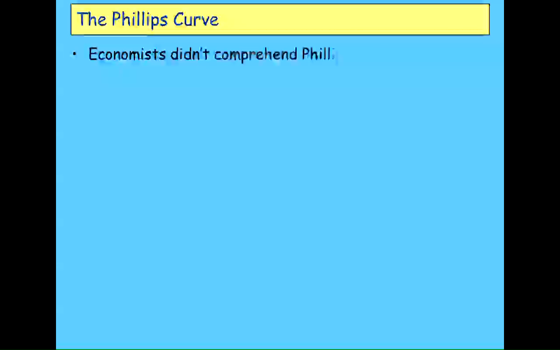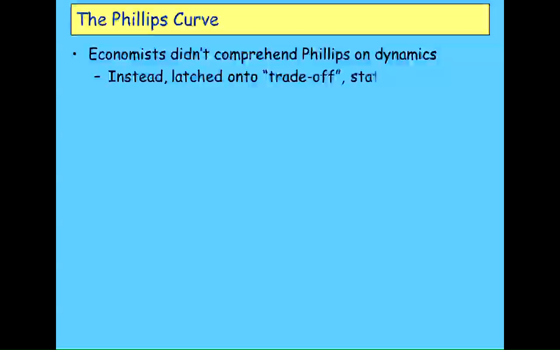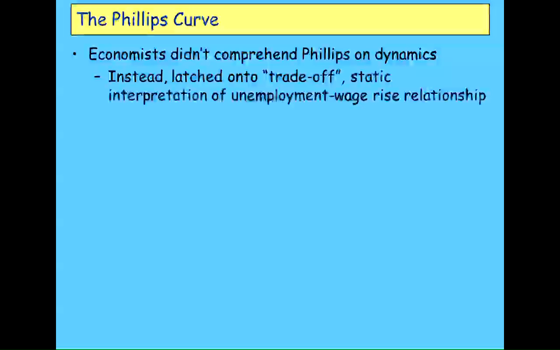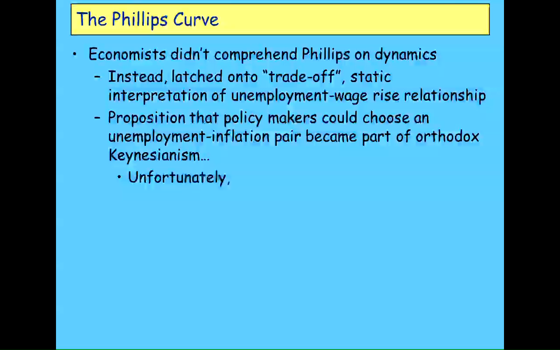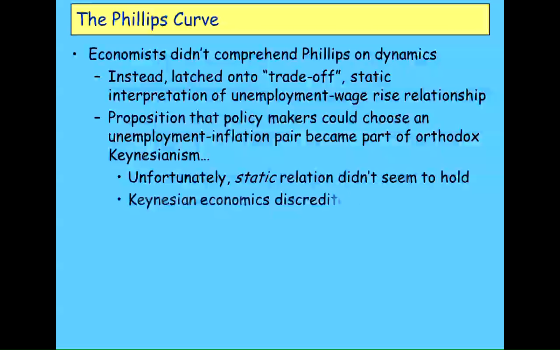Now, because they didn't comprehend his dynamics, they instead simply saw that curve as illustrating a trade-off between unemployment and inflation. Choose whatever level of unemployment you want when that was the target, here's the rate of inflation you're going to have. Now, that doesn't work in a dynamic model. If you choose a particular point in the system, it's going to move away from it. Okay? It was a fallacy to interpret it that way.